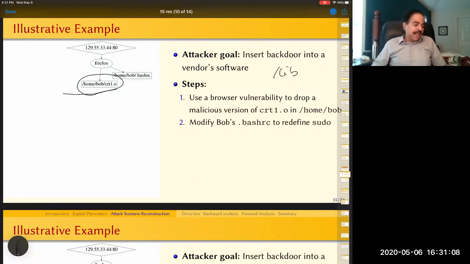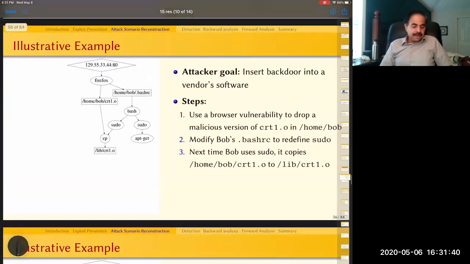So what the attacker does is the attacker wants to essentially put a trap into bashrc and then wait until Bob uses sudo to, say, install some software, right? At that point, Bob will acquire root privilege, and the goal of the attacker is to use the root privilege that Bob has at that point to copy this file into the right directory. Okay, so that's what happens here.